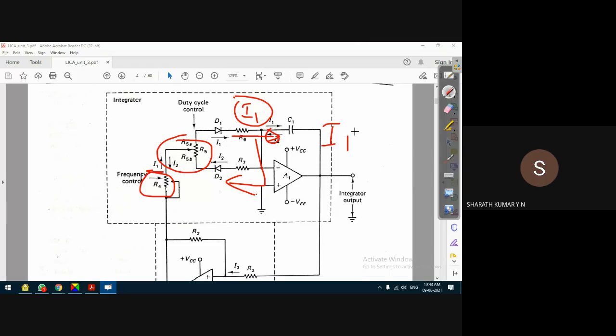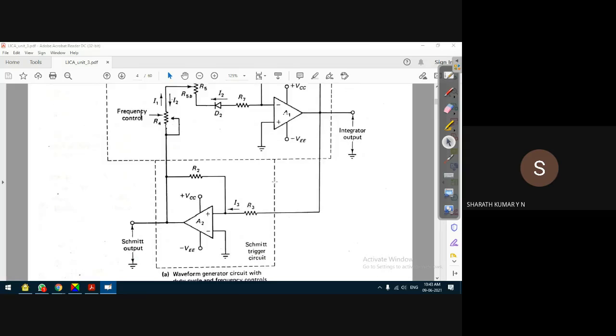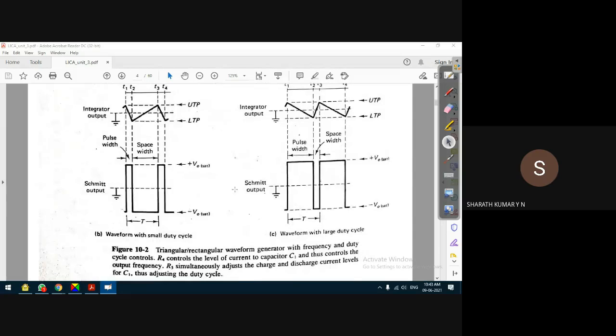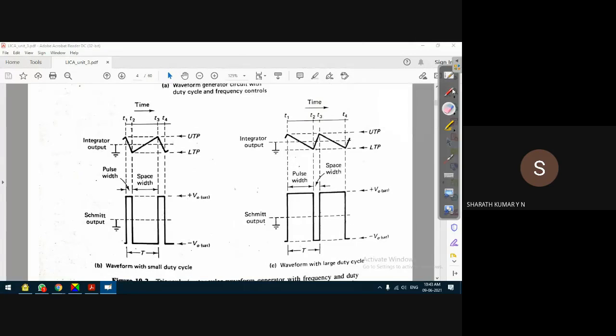If I1 is not equal to I2, we don't get a symmetrical duty cycle. We get a haphazard duty cycle. That should not happen. For a given fixed R4 and R5, it gives a fixed T on and T off. If R6 and R7 are not equal, we may not get these two equal. These two time periods will vary. If you see this duration, this duration, and this duration will vary. Even otherwise, they are not equal, no doubt.